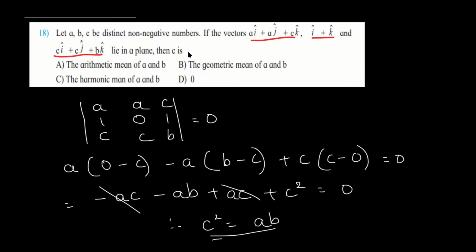Now this is the formula for geometric mean. That means c is the geometric mean of a and b. So the correct option here is B. Option B is the correct option over here.